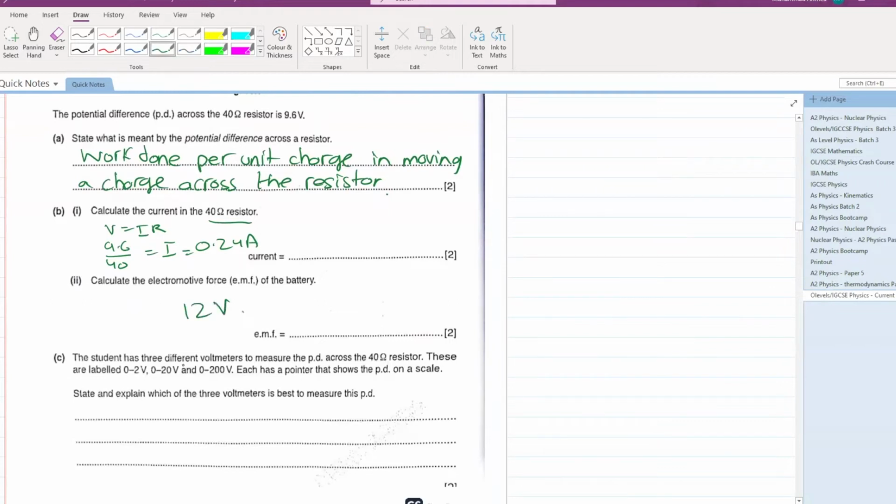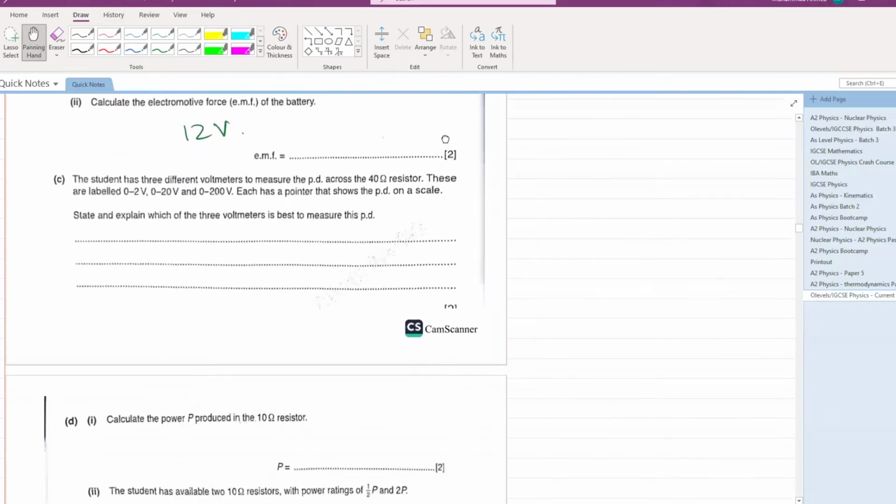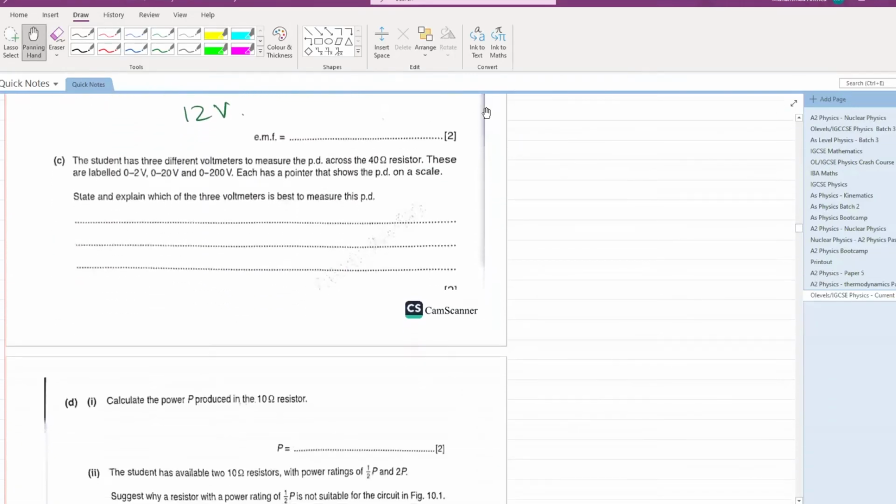The student has three different voltmeters to measure the potential difference across the 40 ohm resistor. What was the voltage across the 40 ohm resistor? The voltage that we were having was 9.6 volts. Simple as that. 9.6 volts was the voltage across the 40 ohm resistor. So how are we going to measure this?